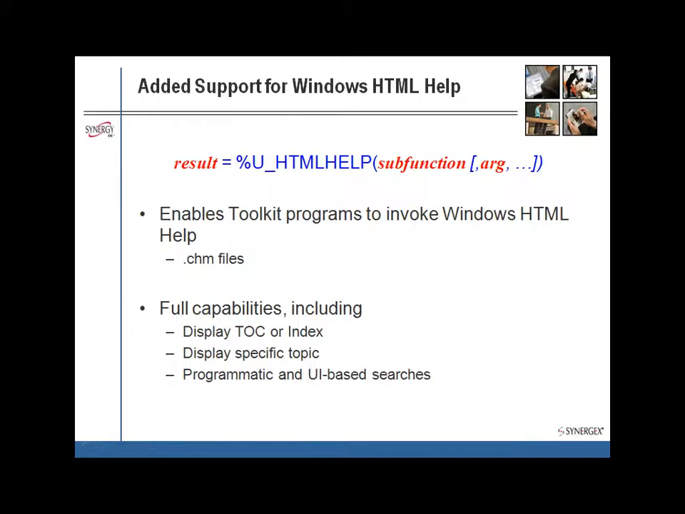We also added a new utility routine to UI Toolkit, which allows the more modern HTML help files, or CHM files, to be integrated with your UI Toolkit applications. As with the previous integration with Win32 help files, or HLP files, the routine has the ability to launch the help file in a variety of ways, to display the table of contents or to go directly to a specific help topic, for example, and also has the ability to perform help file searches programmatically.